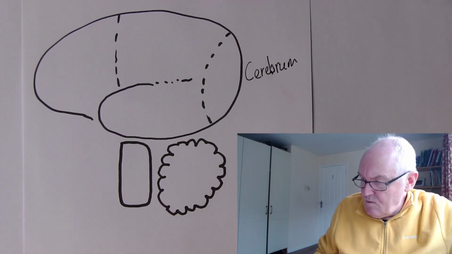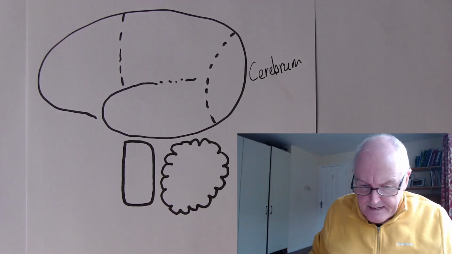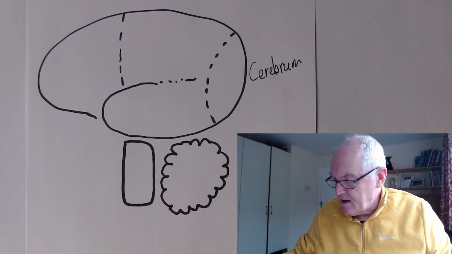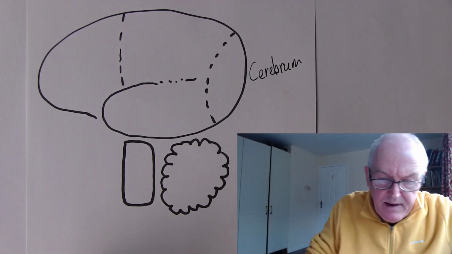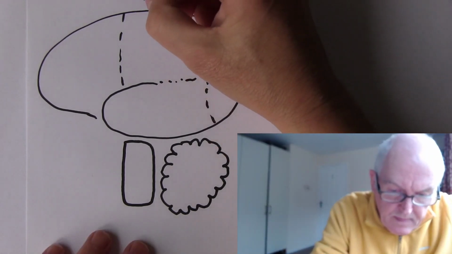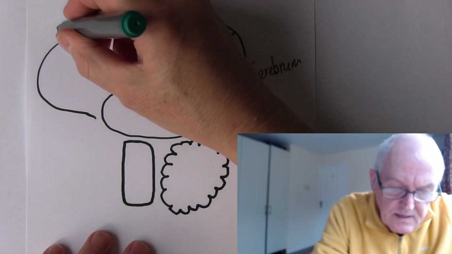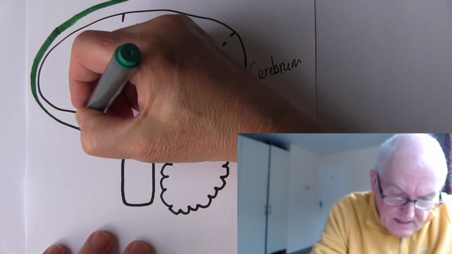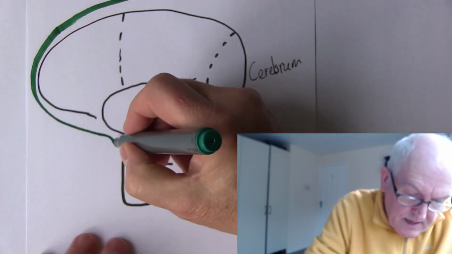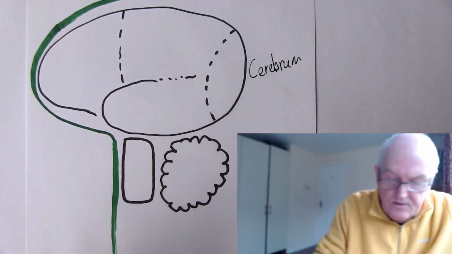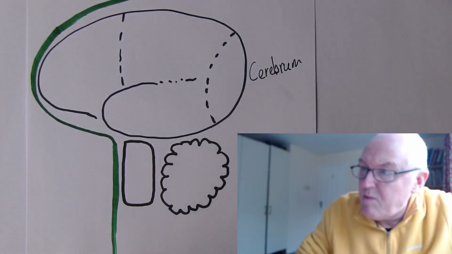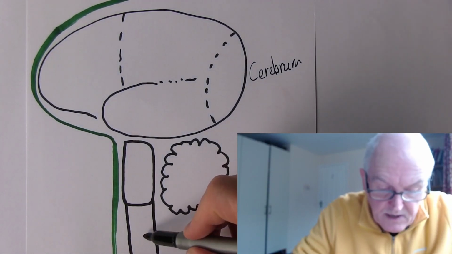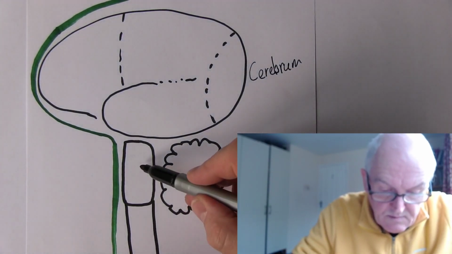Now, what's interesting about this is that the meningeal layers actually go around about here, as we know. So here, for example, we have the dura mater, which we drew in green, and that's going to go down here. And then, of course, this lower part of the brainstem is continuous with the spinal cord. So this would be spinal cord here, continuous with the brainstem.